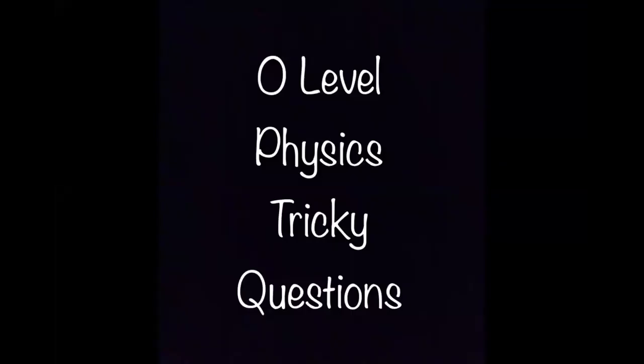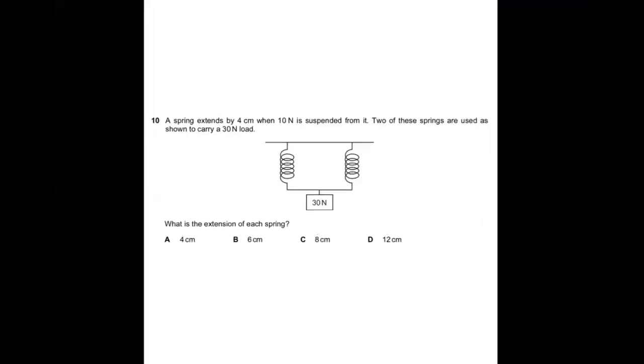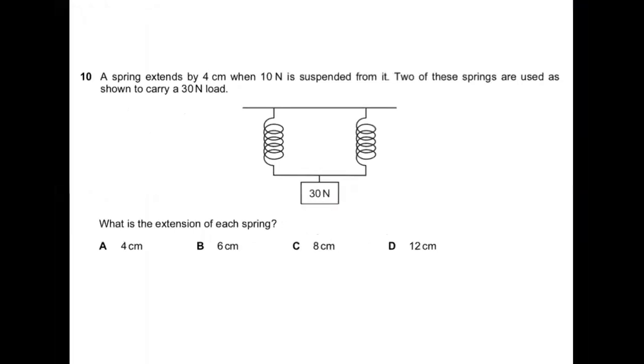We're doing MCQs from physics O level. The first MCQ is about springs and extension. A spring extends by 4 centimeter when 10 Newton is suspended from it. One spring would extend by 4 centimeter when 10 Newton would be attached to it.